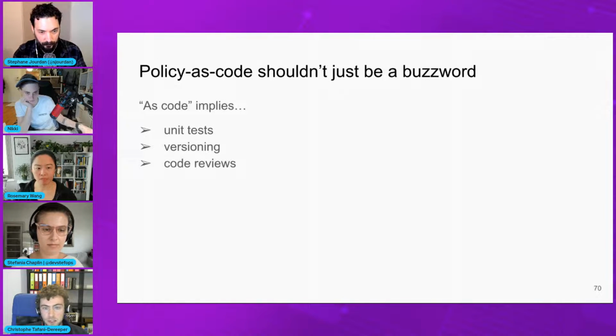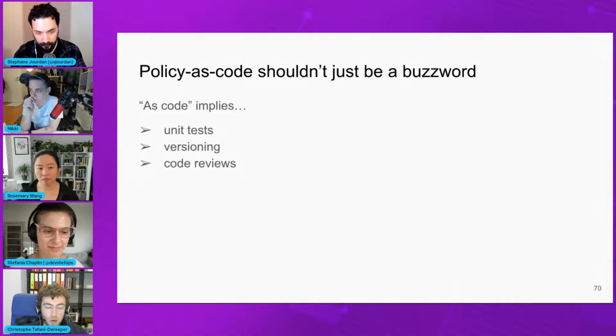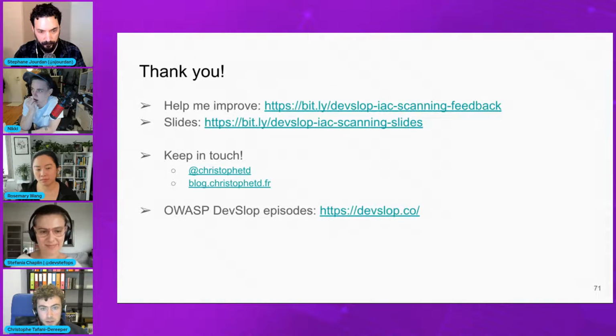So yeah, just something to consider, that it makes a lot of sense in some cases to have the custom checks, the rules in a single repo that is versioned with tests, and that basically is handled as code. So I hope it was useful.